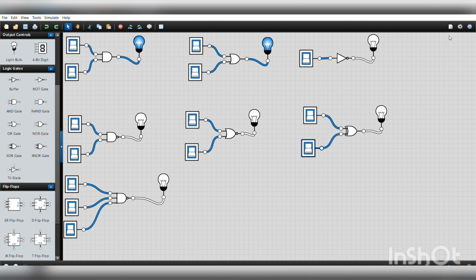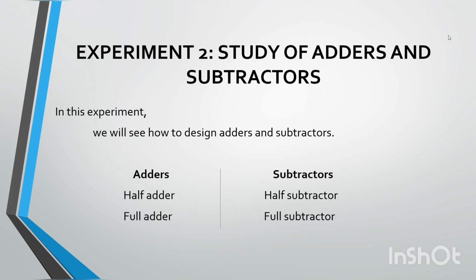By now, we have implemented various logic gates and thus we have finished our first experiment. So our second experiment is all about the study of adders and subtractors. In this experiment we will see how to design adders and subtractors. In adders we have two types, half adder and full adder. In subtractors we have two types, half subtractor and full subtractor.